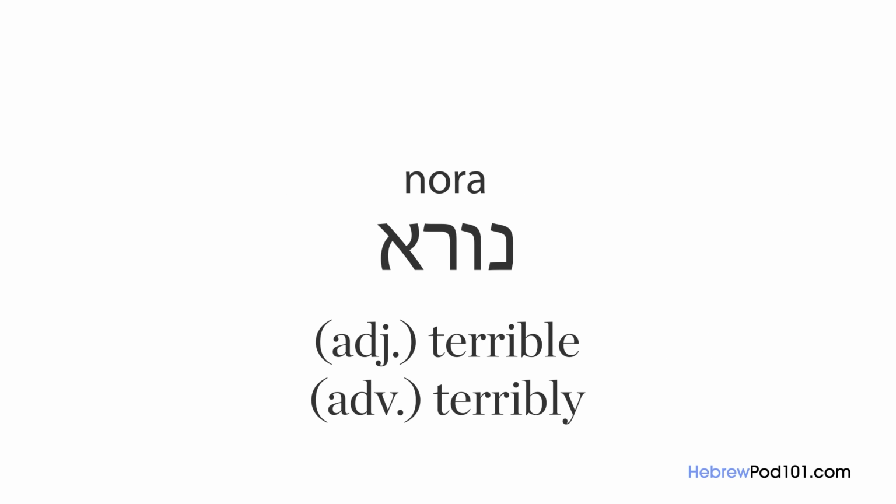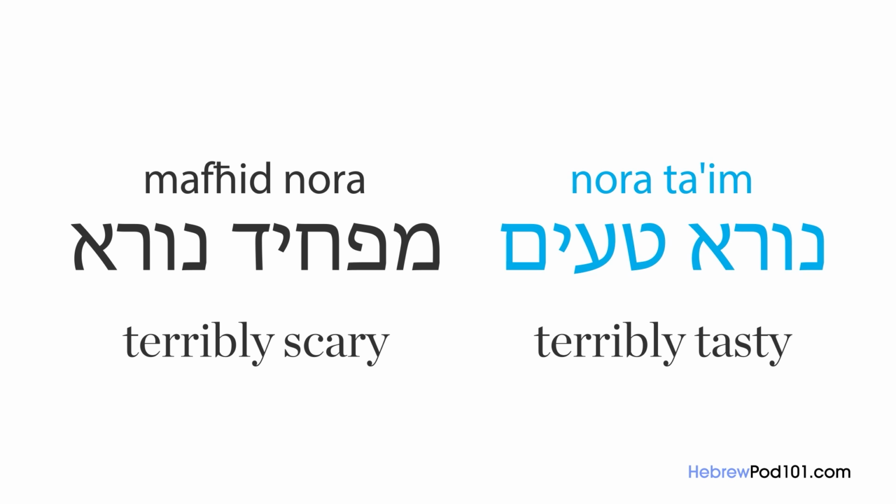Our last word is one you may have heard before, nora. This word can be either an adjective meaning terrible or an adverb meaning terribly, that can be used together with negative or positive adjectives. Like me'od, it can appear either before or after the adjective, like this. נורא טעים, terribly tasty. מפחיד נורא, terribly scary. Adverbs can make your sentence much more expressive, so try and use them.